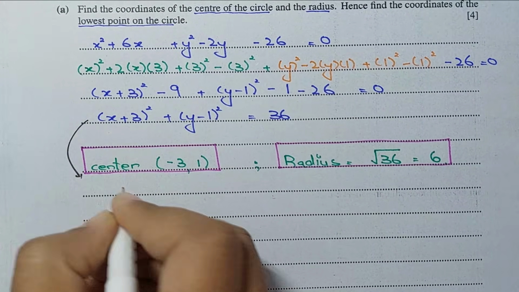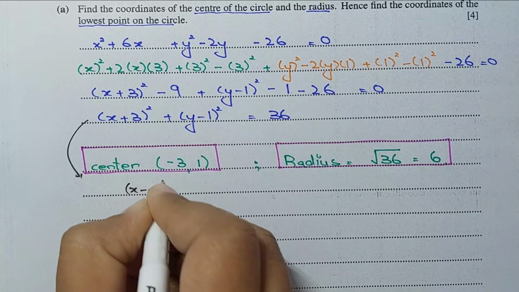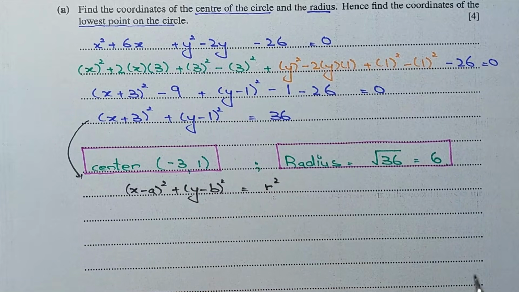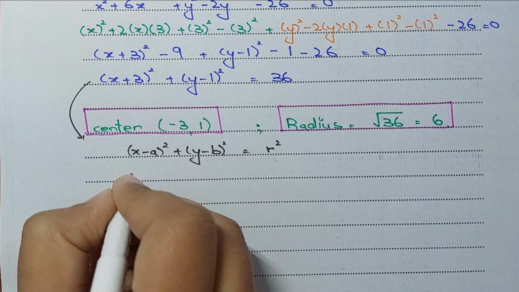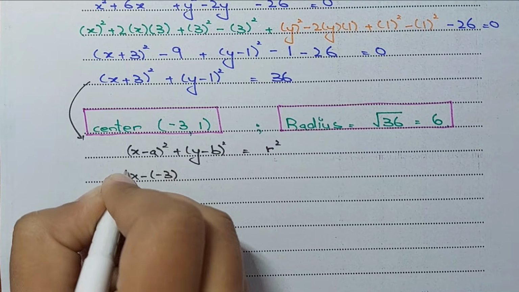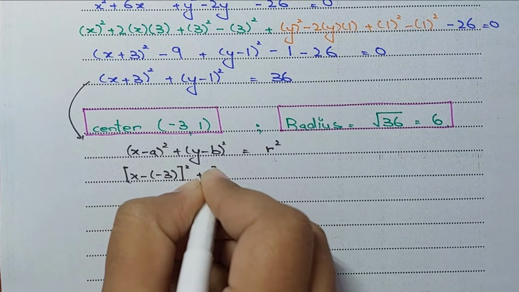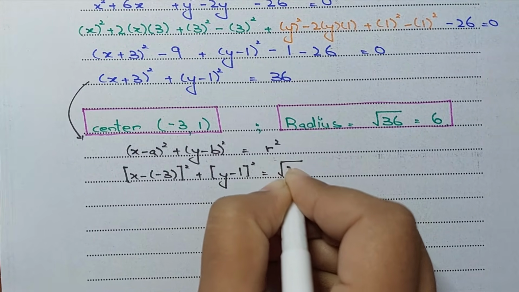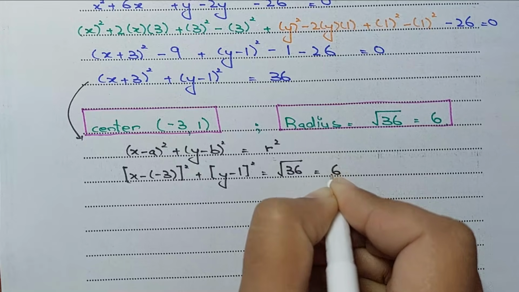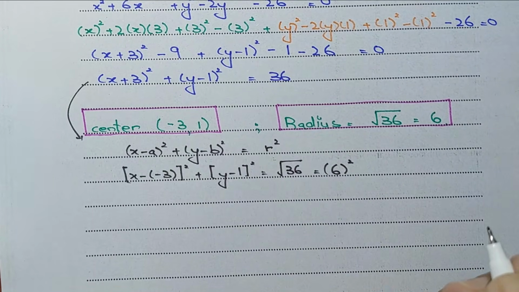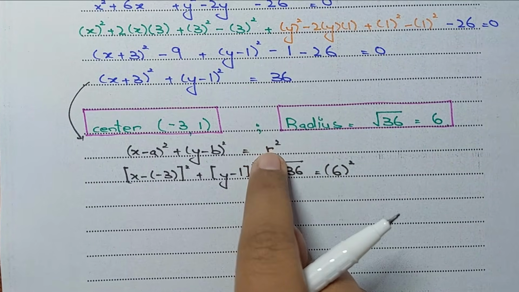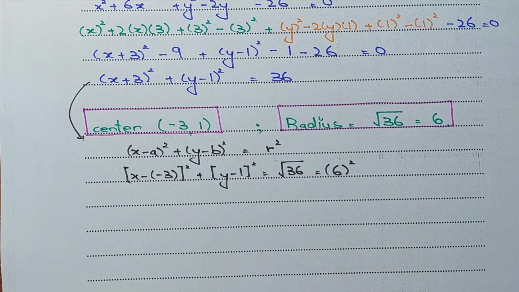If I write it in standard form, (x minus a) squared plus (y minus b) squared equals the radius squared, right? So this is (x plus 3) squared plus (y minus 1) squared equals 36, which is 6 squared, because 6 squared gives you 36. So this r is your radius, which is 6. Now the next thing is to find the lowest point.